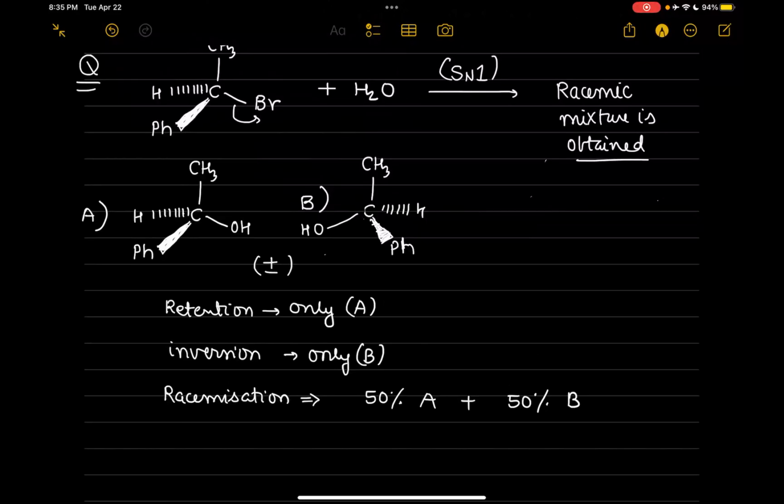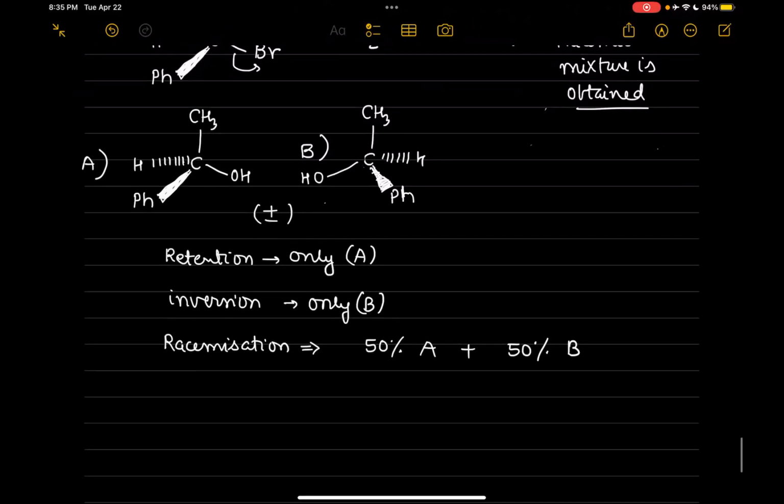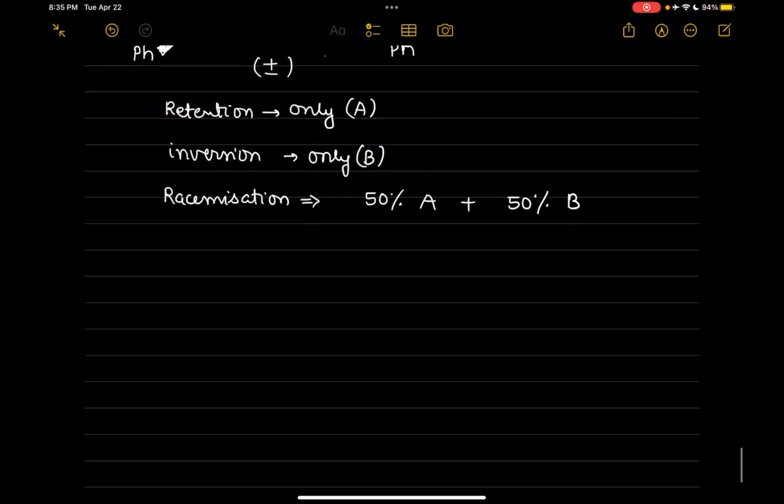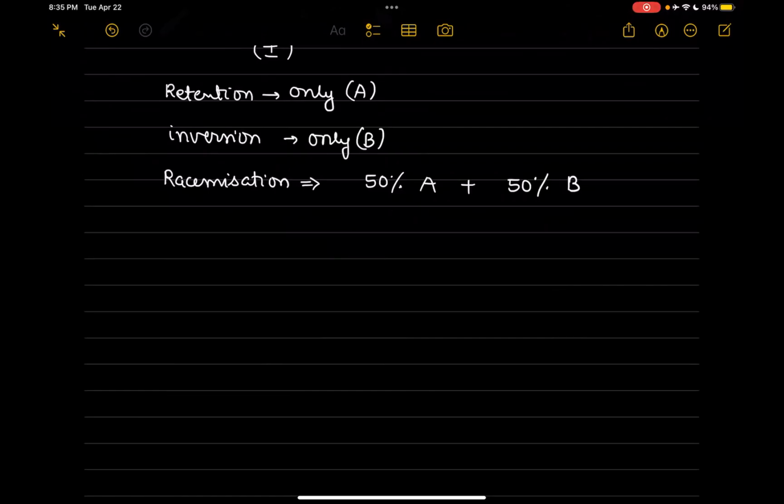One is dextrorotatory, another is levorotatory. Got it? Is it clear? If you pass light through it, one will rotate the light in the clockwise direction, another in the anti-clockwise. So this is the sign of rotation of light. Next reaction is elimination reaction.